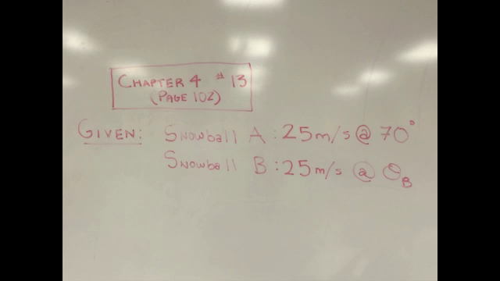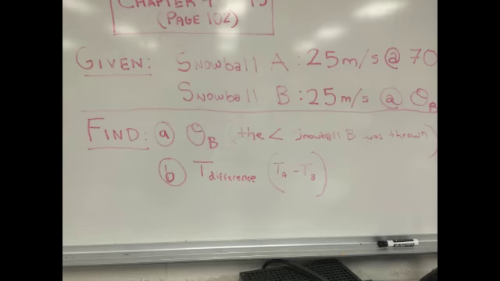Part 1. What we're given is information for snowball A and B. Snowball A is traveling at 25 meters per second at an angle of 70 degrees, and snowball B is traveling at 25 meters per second at theta B, which we need to find. Part A wants us to find theta B, the angle at which snowball B was thrown, and Part B wants us to find the time difference, which is the time it took for A to go from start to finish minus the time it took for B to go from start to finish.